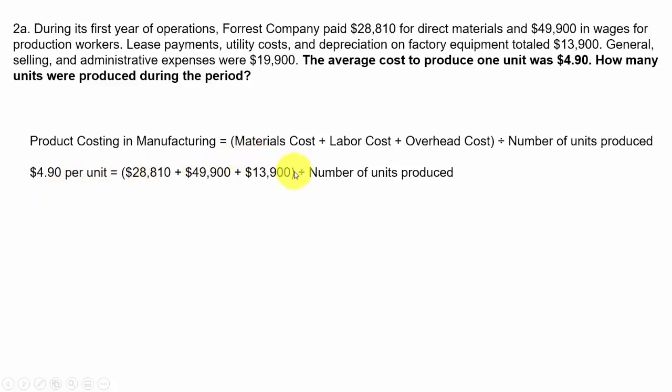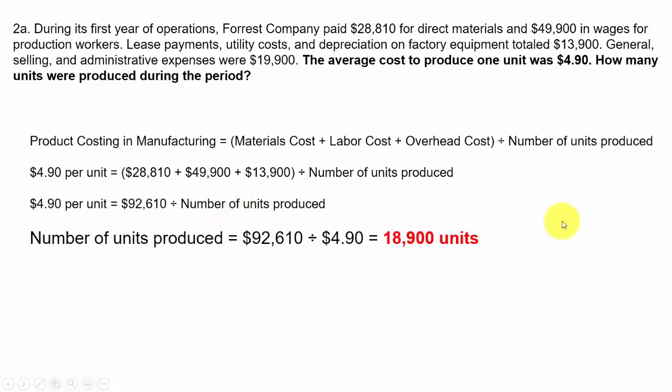And we know that if that $4.90 was the product of those 3 pieces together divided by the number of units produced, then we can take $4.90 and say that that's equal to $92,610 divided by some number of units. So we can take the $92,610, divide that by $4.90, and we'll get 18,900 units. So we're kind of working this backwards from the last problem.